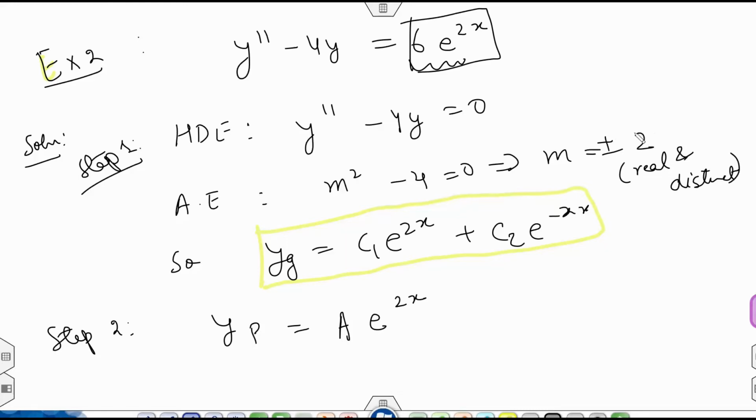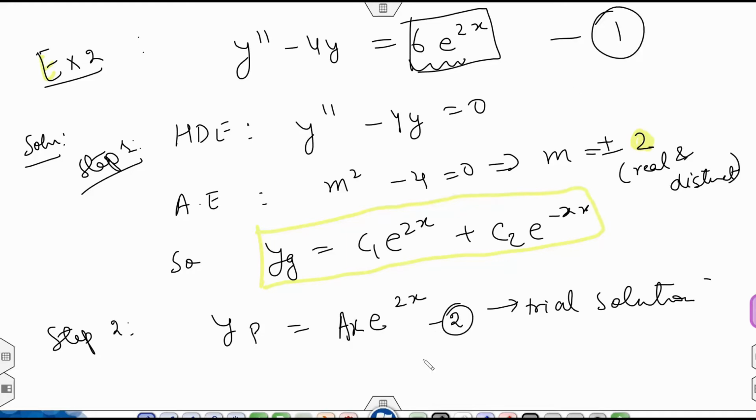In the previous case 1 was a double root. Now here 2 is a single root, so you have to multiply this with x. Now this will be your trial solution. This I call equation 1, and this I call equation 2, the trial solution. Now you need to find yp', that is 2ax e^(2x), and you will find yp''.